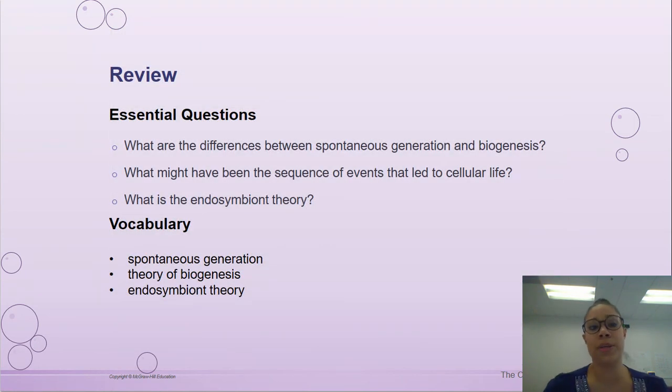All right, so we talked about the differences between spontaneous generation and biogenesis. We talked about the events that led to cellular life and endosymbiont theory.